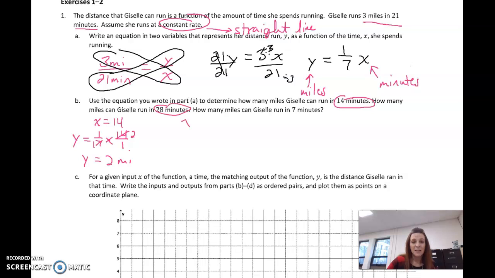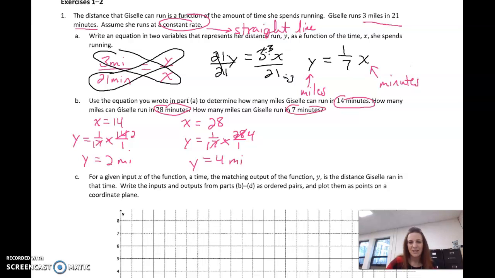28 minutes, that means x equals 28. So I'm going to input that in for x here. So y is going to equal 1/7 times 28. I'm going to write 28 over 1. 1 and 1 have a common factor of 1. That doesn't help. But 7 and 28 have a common factor of 7. 7 goes into itself 1 time. 7 goes into 28, 4 times. And we get y equals 4 miles.